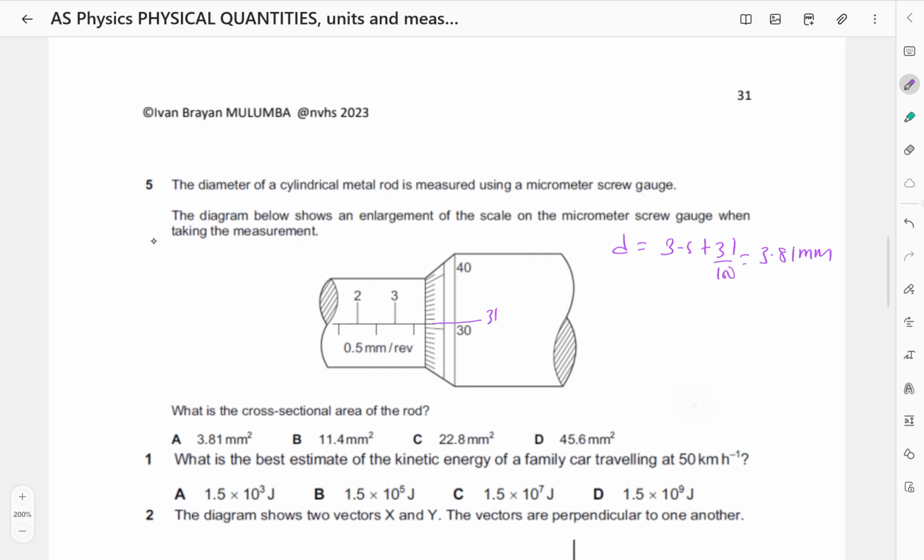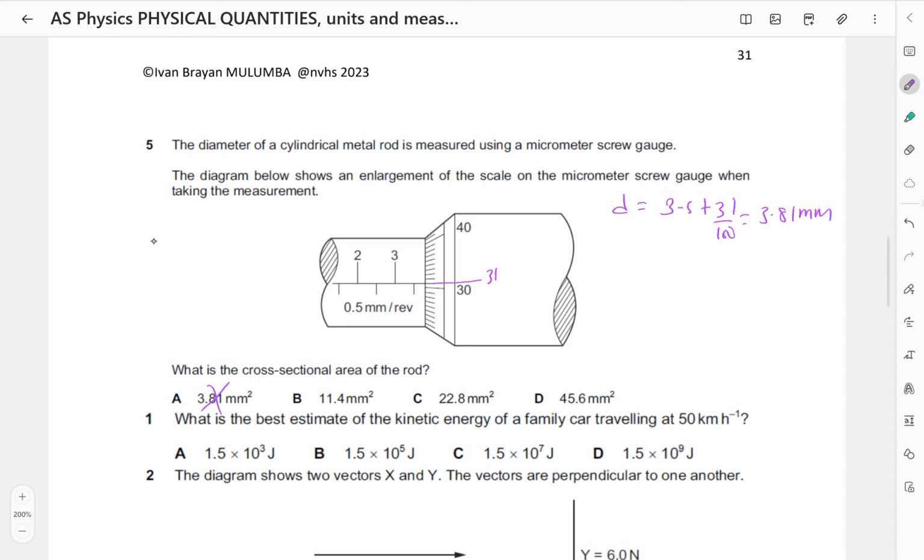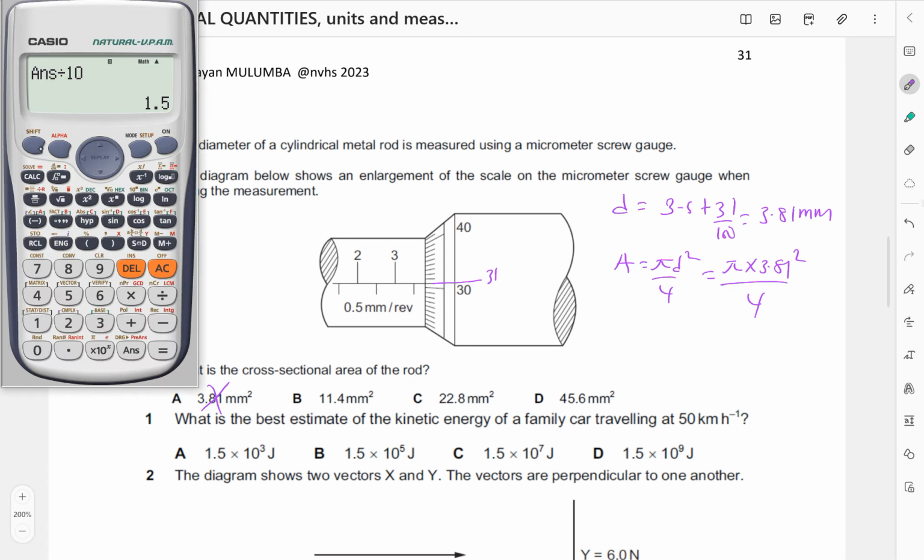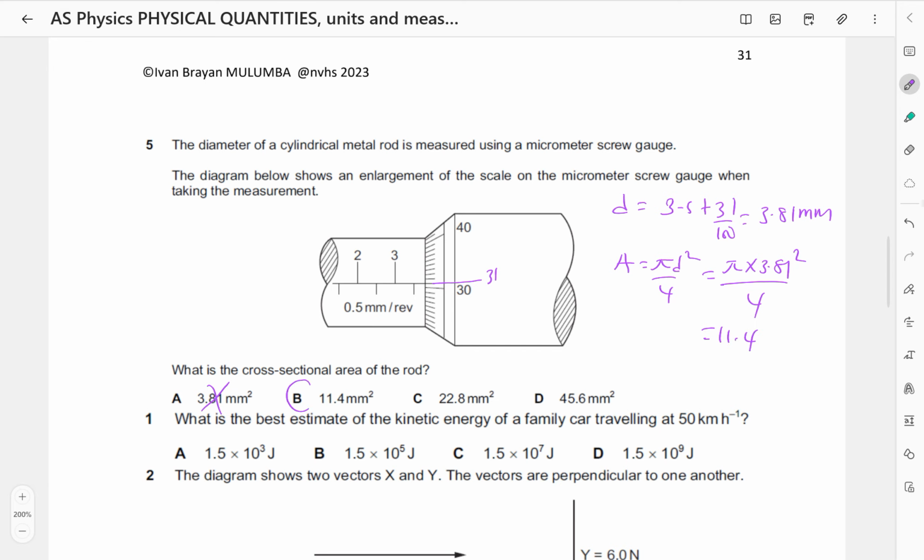That is the diameter. Now that means this option is wrong, because the diameter cannot be the cross-sectional area. So let's find now the cross-sectional area. Remember, area is going to be pi d squared over 4. So this will be pi times 3.81 squared divided by 4. That is 11.4. So our answer is going to be B.